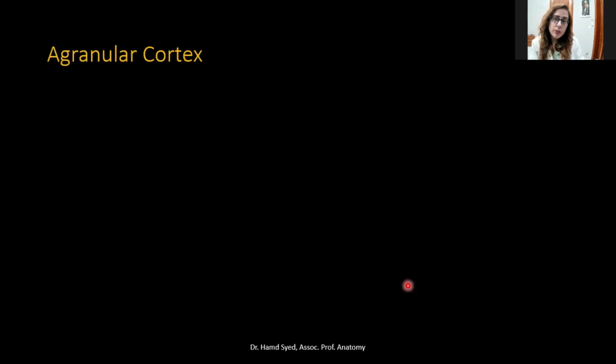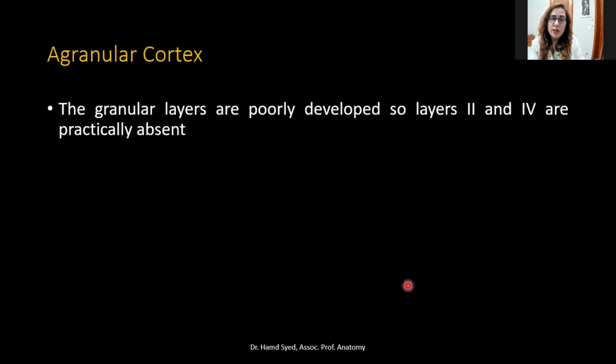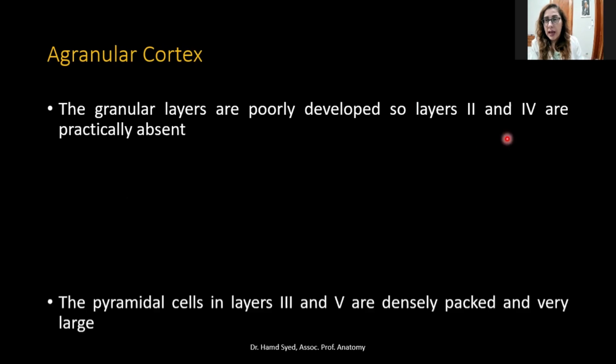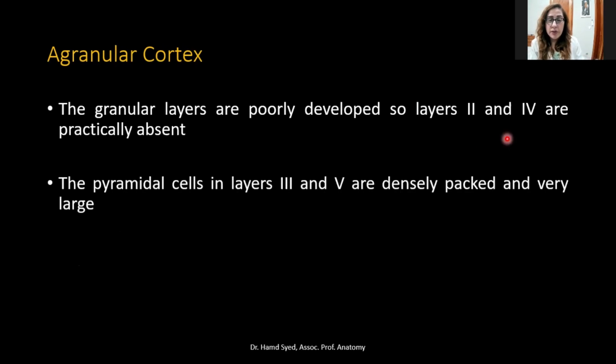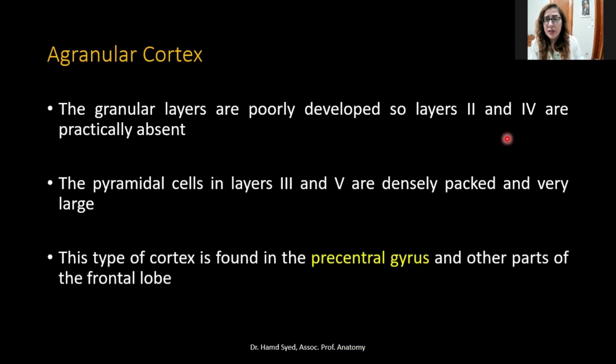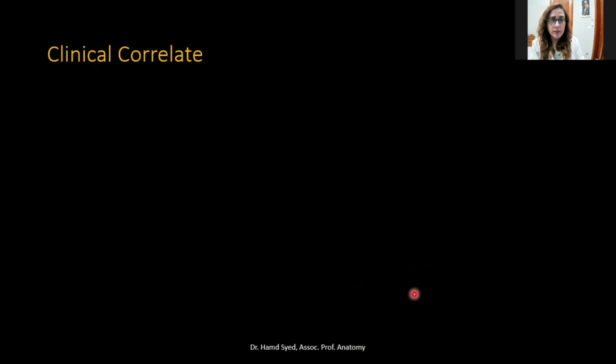Now, the other heterotypical variant, which is the agranular cortex, is the one in which the granule cell layers 2 and 4 are practically absent, but the pyramidal cells in layers 3 and 5 are densely packed and very large. This type of cortex is present in the precentral gyrus, that is the motor area, and also other parts of frontal lobe. So the motor cortex is mainly the agranular cortex.